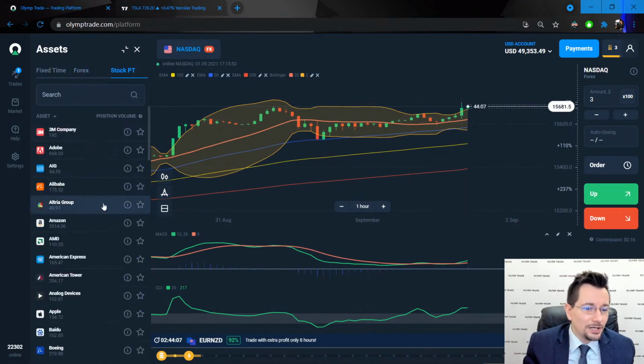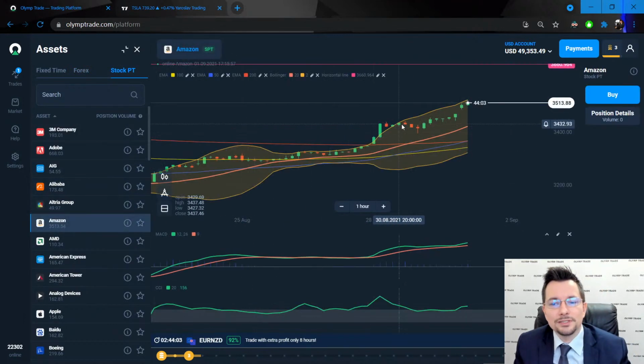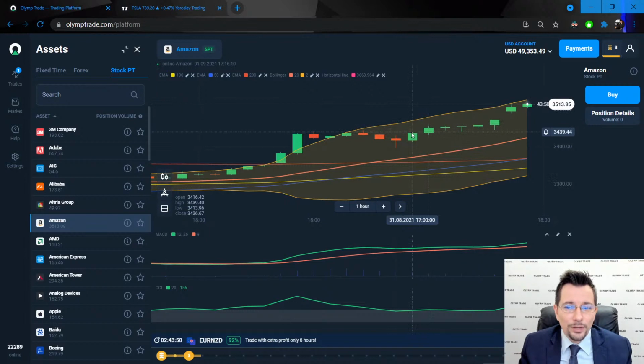So again, back to the stock SPT platform, we had the likes of Apple. Now let's have a look at Amazon. Amazon, same thing, guys. This is the level. This is the pullback that would have been the best entry point. And then this is the breakout that would have been the best follow through moment. So notice how the breakout, when it's there, it's quite significant.